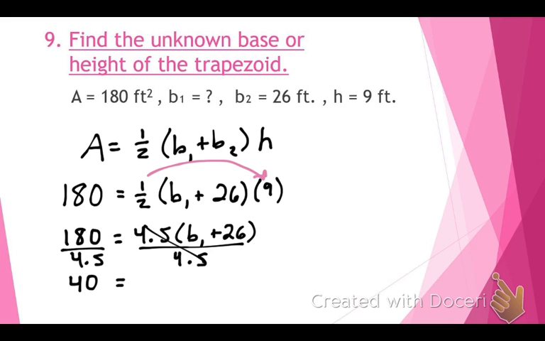40. Okay, 40 equals what? What's still left on the right side? B1 plus 26. All I'm going to do is just bring that entire thing down. B1 plus 26. So my goal is to find base 1. You've got to get base 1 by itself, so in order to do that, you subtract 26 on both sides, and that will give us our answer, which is? What's 40 minus 26? 14. 14 what? Feet. 14 feet.